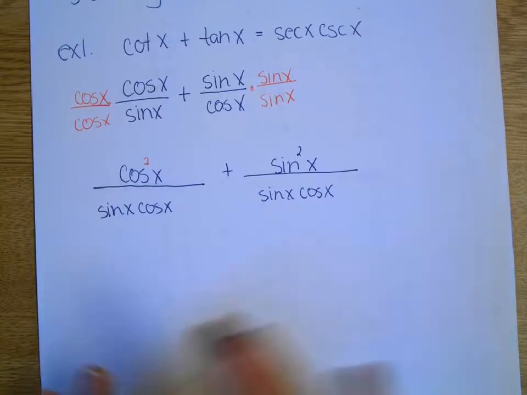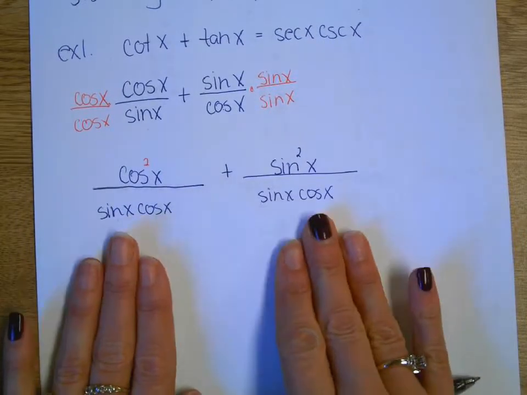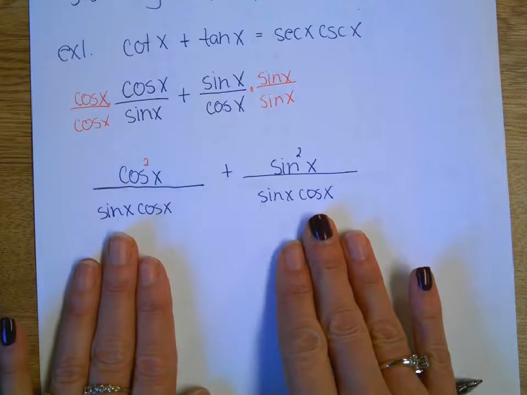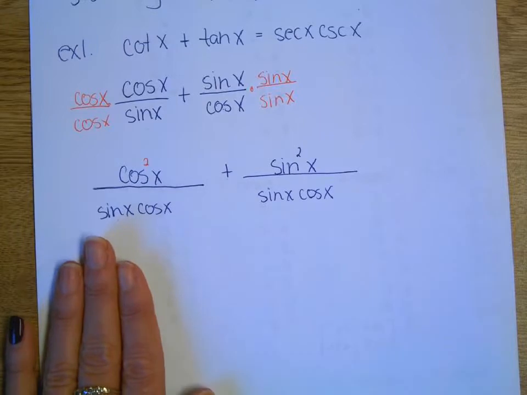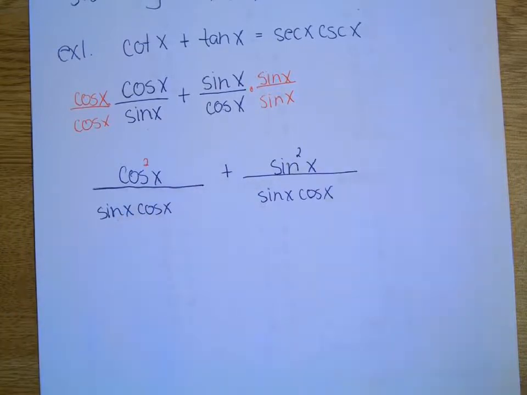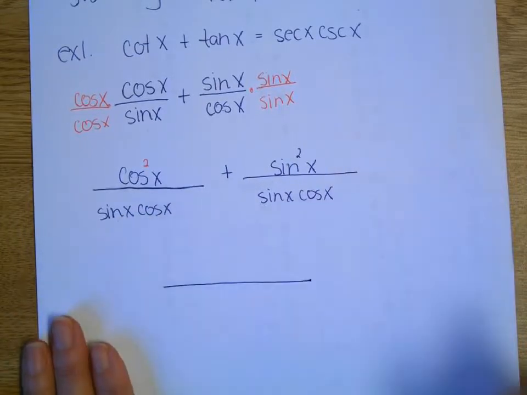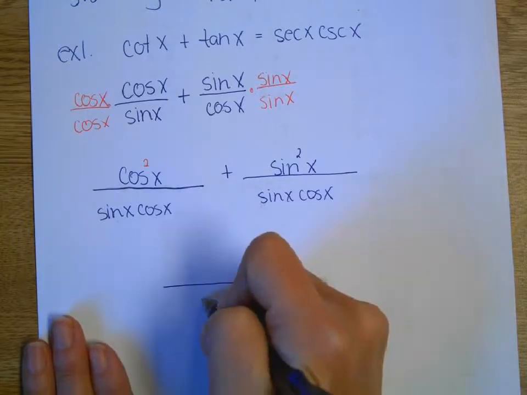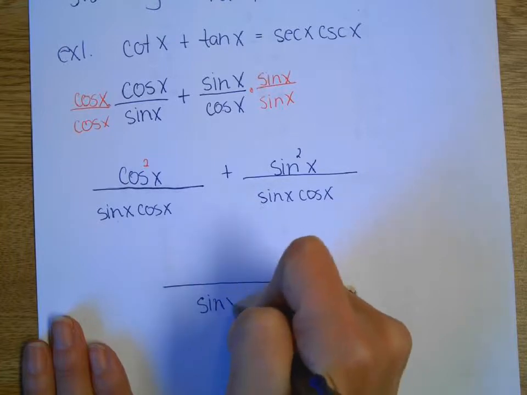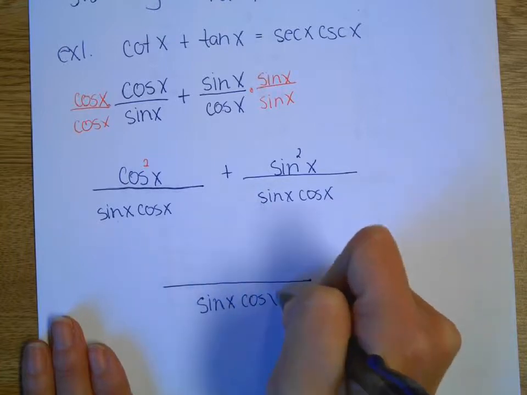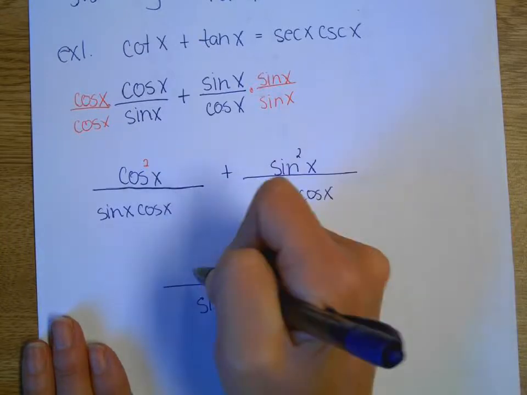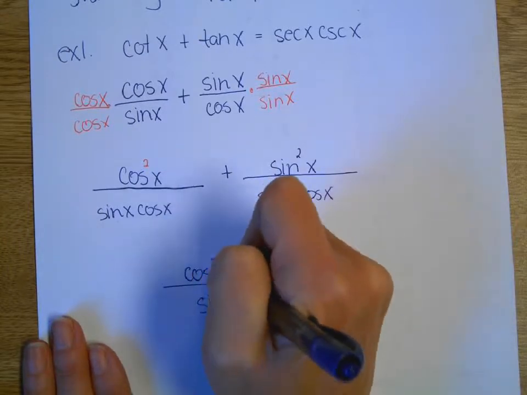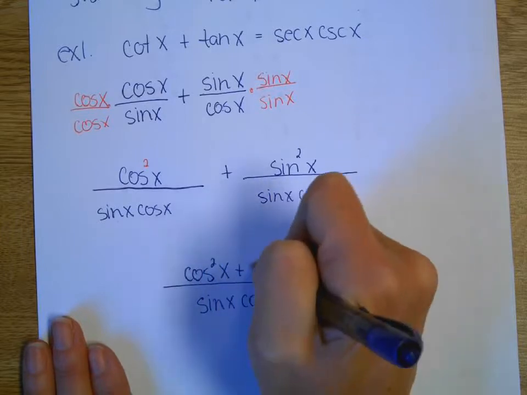It will. Okay. Now that you've got the two fractions with the common denominator, what's the next thing to do? Add them together. The whole goal is to bring these together as one fraction instead of two separate fractions. What's in my denominator? It's sine times cosine. And the numerators you just add, or subtract, whatever you have here. So it becomes cosine squared plus sine squared.